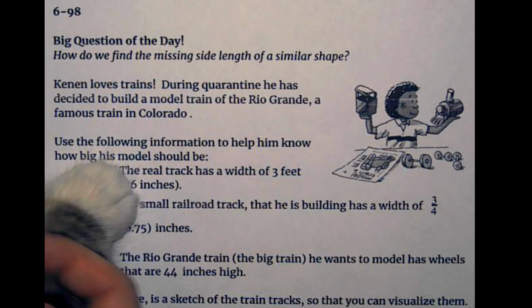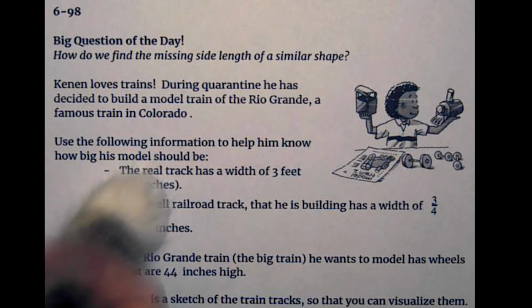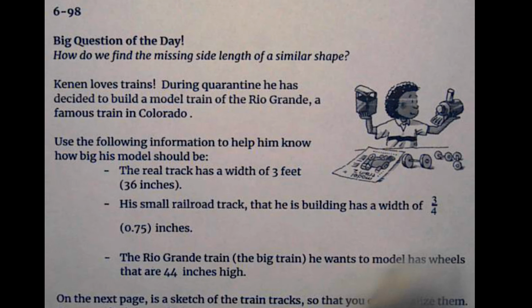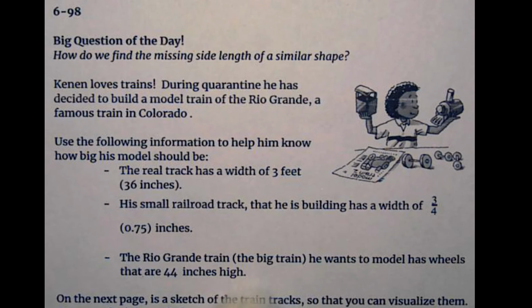The real track has a width of 3 feet, which is 36 inches. His small railroad track has a width of 3/4 feet, which is also 0.75 inches. And the Rio Grande train, the big one, he wants to model, has wheels that are 44 inches high. So right away, we realize that we are dealing with the unit of measurement of inches, and we're going to use that information to solve our problem and the questions that they ask below.